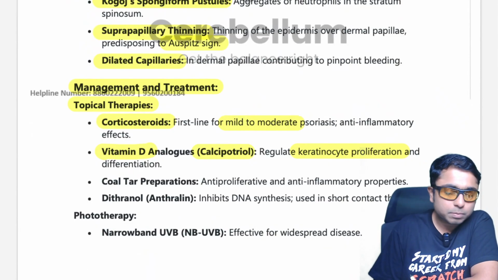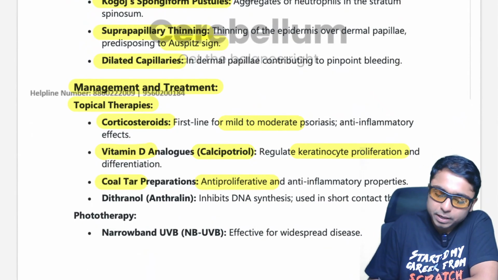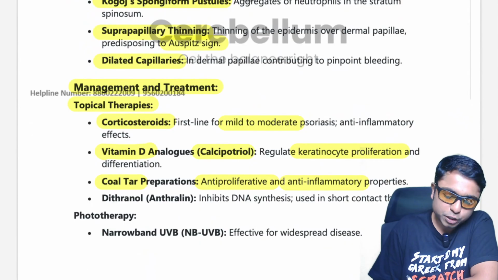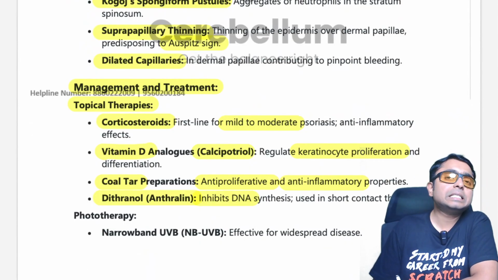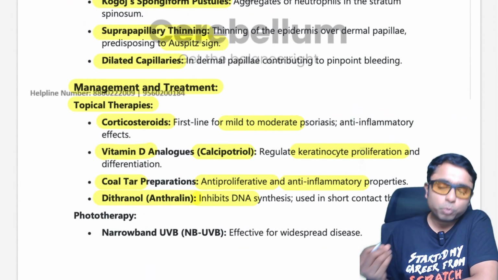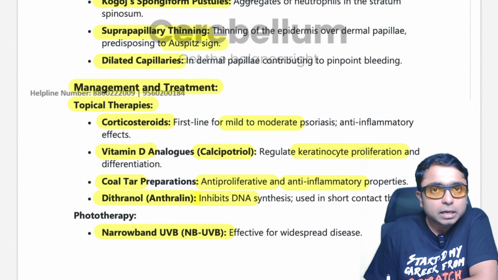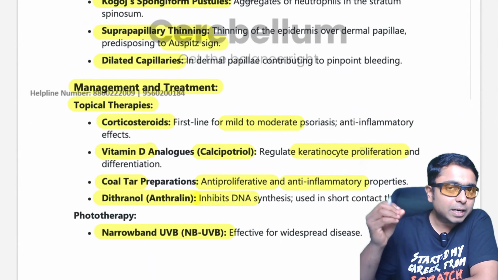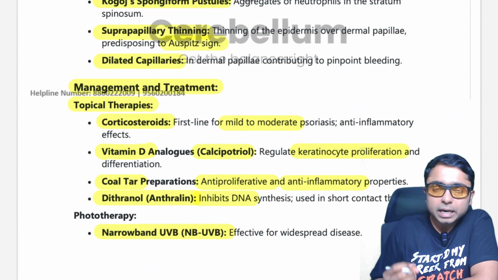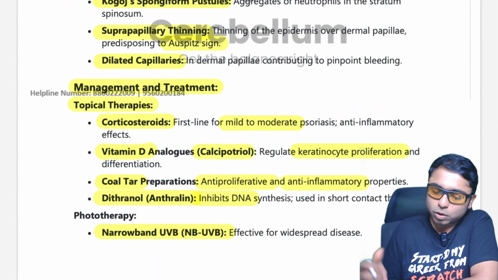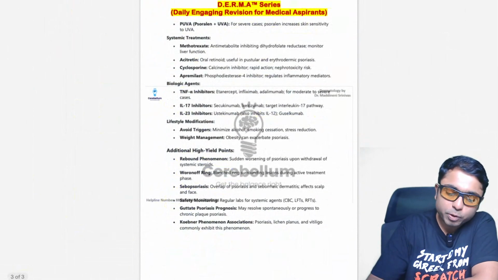Vitamin D analog: calcipotriol. Coal tar preparation is anti-proliferative and also anti-inflammatory in action. Dithranol or anthralin inhibits DNA synthesis, thereby reducing keratinocyte proliferation. Next is phototherapy. We are going to use ultraviolet B rays, in a very narrow range, 311 plus or minus 2 nanometers. It is called narrow band UVB or NB UVB.